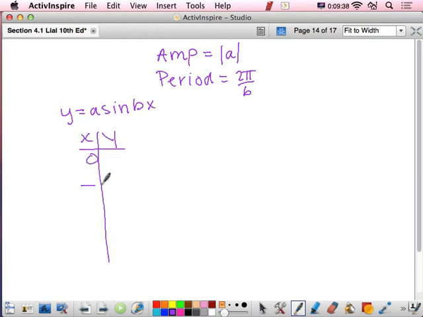This will be 0. We'll skip 3 spaces. This will be the period. Then these we know how to fill in. Over here, sine graphs always start at 0. Then they go to whatever their A value is. 0 again, then the opposite of A, and then 0 again.